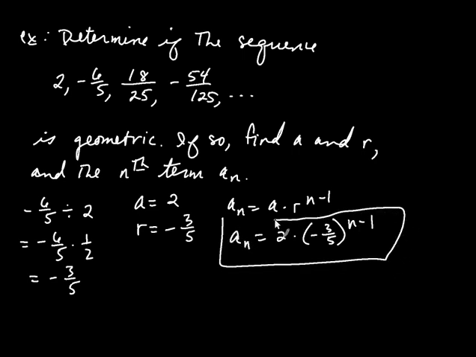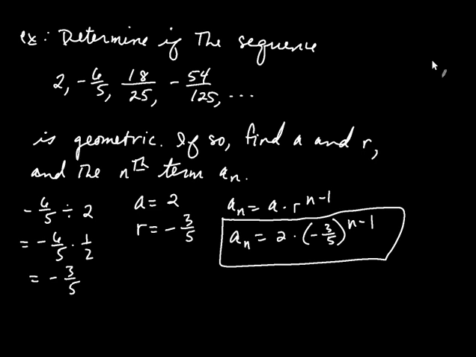So if somebody wanted to know what's the 100th term of the sequence, I'd plug 100 in here for n and 100 in there, and I'd evaluate that right-hand side to find the 100th term of this geometric sequence. Okay, now we know what a geometric sequence is.